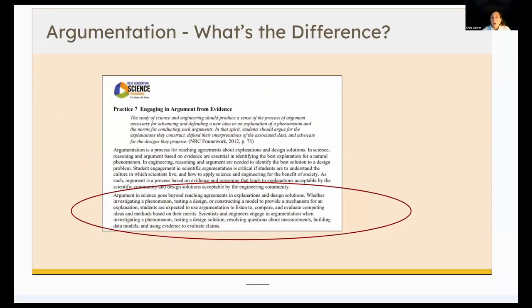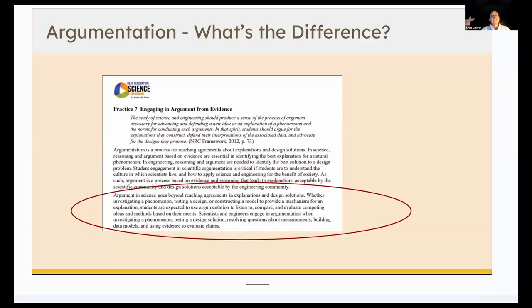And then thinking about argumentation, because we tend to use them interchangeably. And I know the scientists and engineers that we work with never really thought about the difference. The people who wrote NGSS said they're 2 different things, but they kind of get used at the same time. So the argumentation definition is a little clearer. It goes beyond explanations, and it involves listening to, comparing, and evaluating competing ideas and methods.